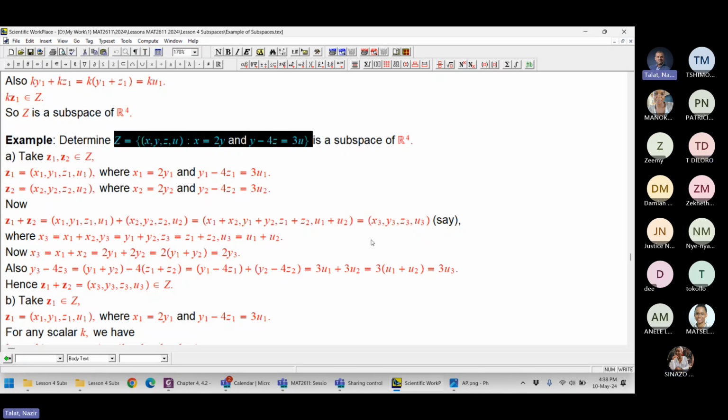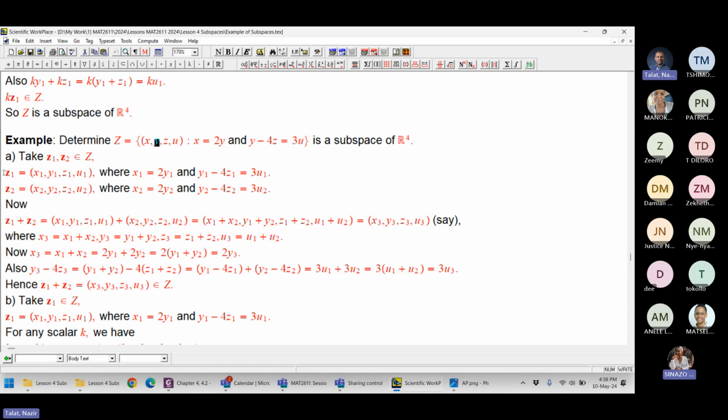Okay. So here you know that Z is a subset of R4, because in R4 we have elements of four-tuples. But Z contains only those elements where the first element is equal to 2 times y. Like if this is 2, then y must be 1; it satisfies this relation. Moreover, y minus 4z is equal to 3u. Now, we need to show whether the sum of two elements of Z also belongs to Z or not.